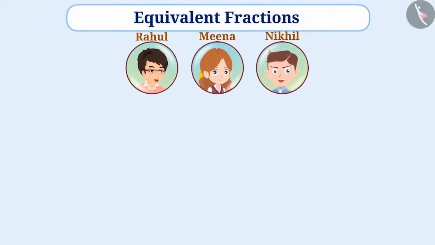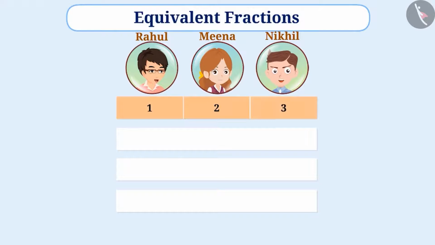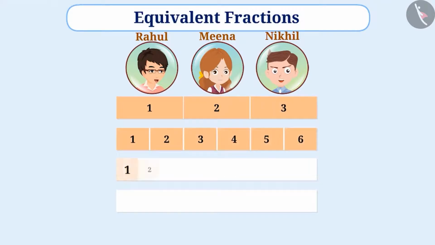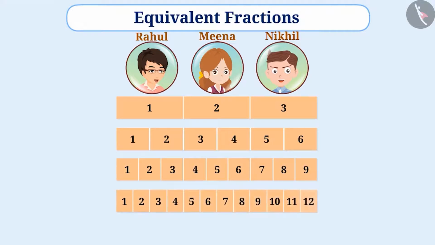Rahul, Meena and Nikhil are playing a game. They took 4 similar strips of paper. They folded the first paper and made 3 equal parts of it. Similarly, they made the second strip into 6 equal parts, the third strip into 9 equal parts, and the fourth strip into 12 equal parts. If they have to share the parts of each strip equally among themselves, how will they do it? Think for a while.